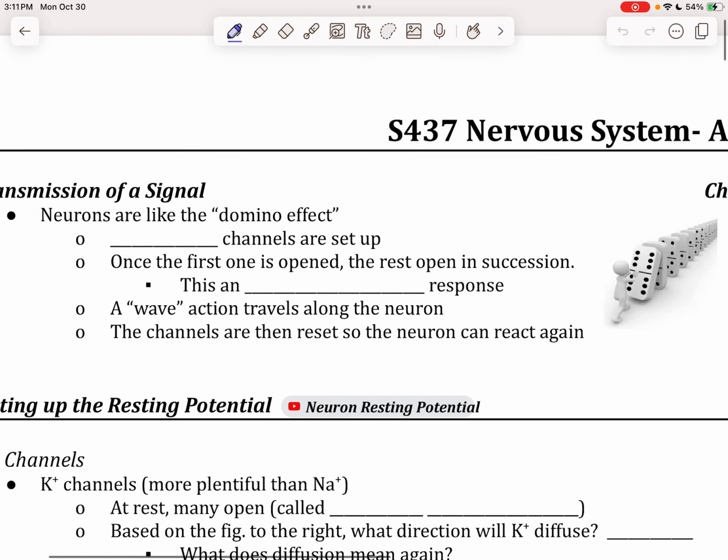Just like dominoes, the action potential works like so. Neurons are like the domino effect. The protein channels are all set up, and once the first one opens, the rest open in succession. This is an all or nothing response.